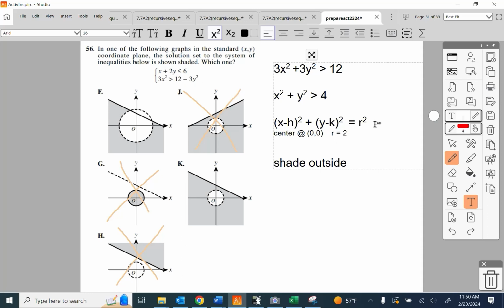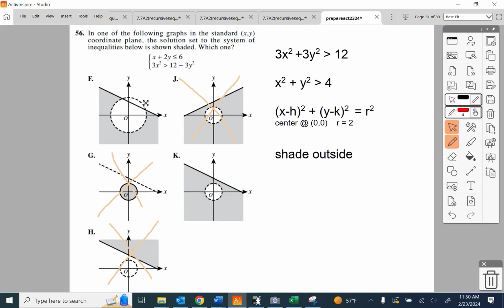Shade outside of me. Because it's saying shade outside of me, I can't be this one. I guess maybe I could, but it's above the line. The best choice for this one is K. You are completely shaded outside of the circle, and let me think about that.